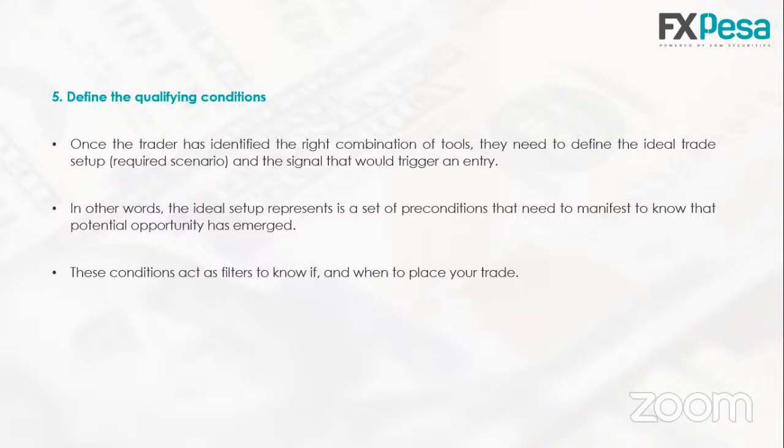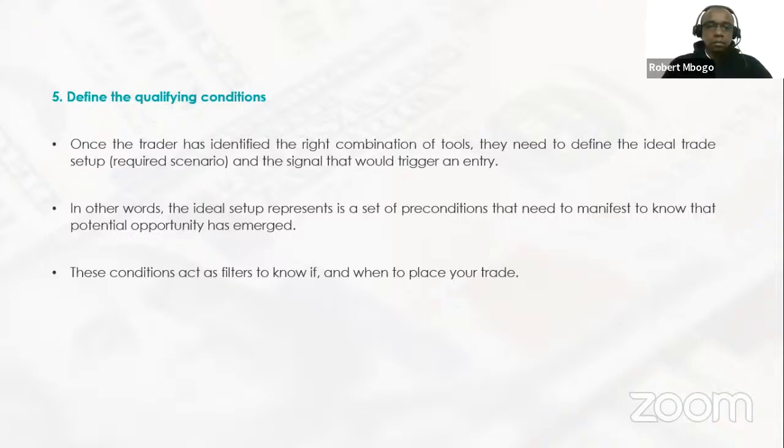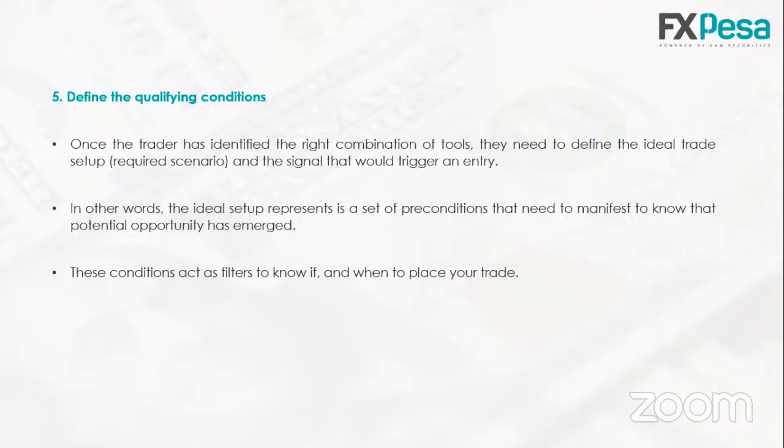In other words, the ideal setup represents a set of preconditions that need to manifest to know that the potential opportunity has emerged. So these conditions act as filters to know if and when to place the trade. So once you understand those filters, you know the order in which those filters need to happen. And it's until those filters begin to flow that you know that you can now enter into a trade.